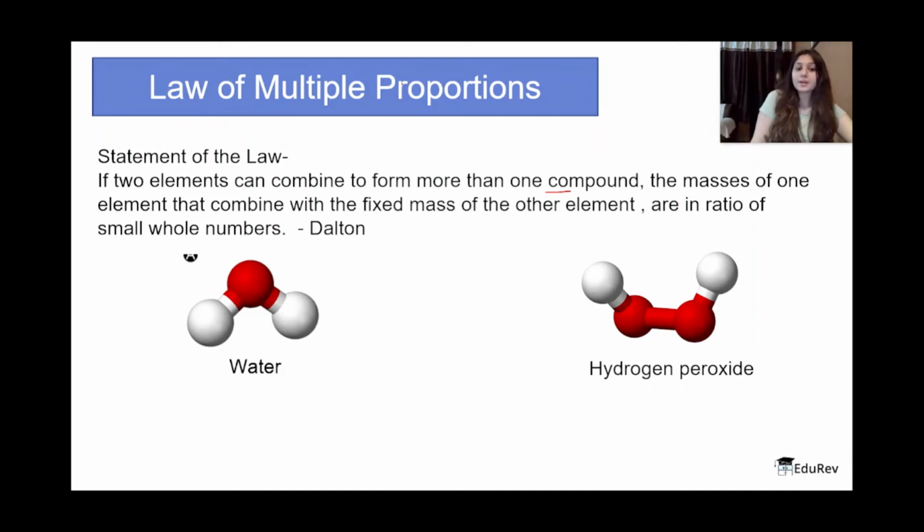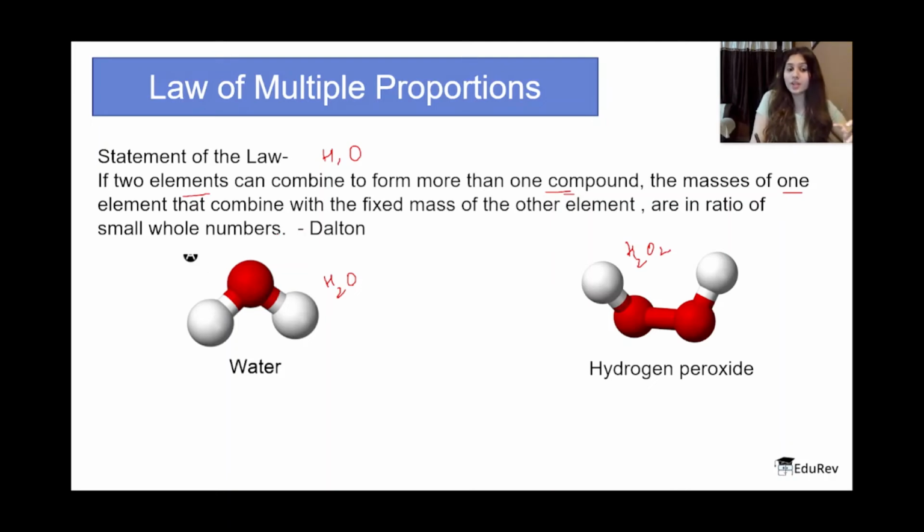If two elements can combine, let's say hydrogen and oxygen, the same example I'm taking, to form more than one compound. Hydrogen and oxygen can combine to form water, we all know that, but they can also combine to form hydrogen peroxide, which if you don't know, you should know it now. So H2O2 is also something they can combine to form, and H2O everyone knows, I guess. H2O and H2O2 are two different compounds formed by the combination of the same two elements, hydrogen and oxygen.